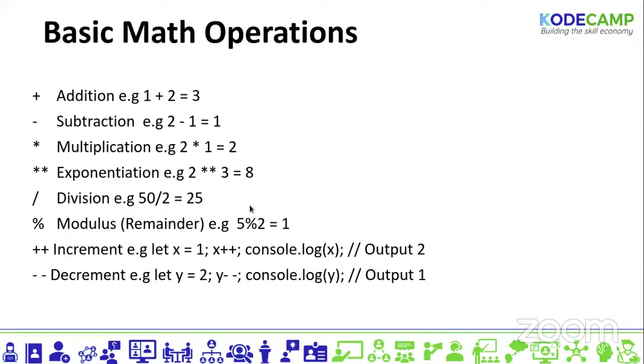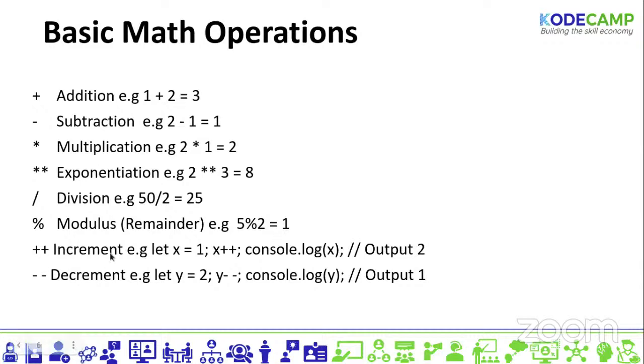So we have basic math operators. We have addition, subtraction, multiplication, and exponentiation. This is like saying 2 raised to the power of 3, which is 8. Then we have division. Then we have modulus. 5 modulus 2 is 1. This is like saying 5 divided by 2 is 2 remainder 1. So the remainder is what you're actually looking at here.